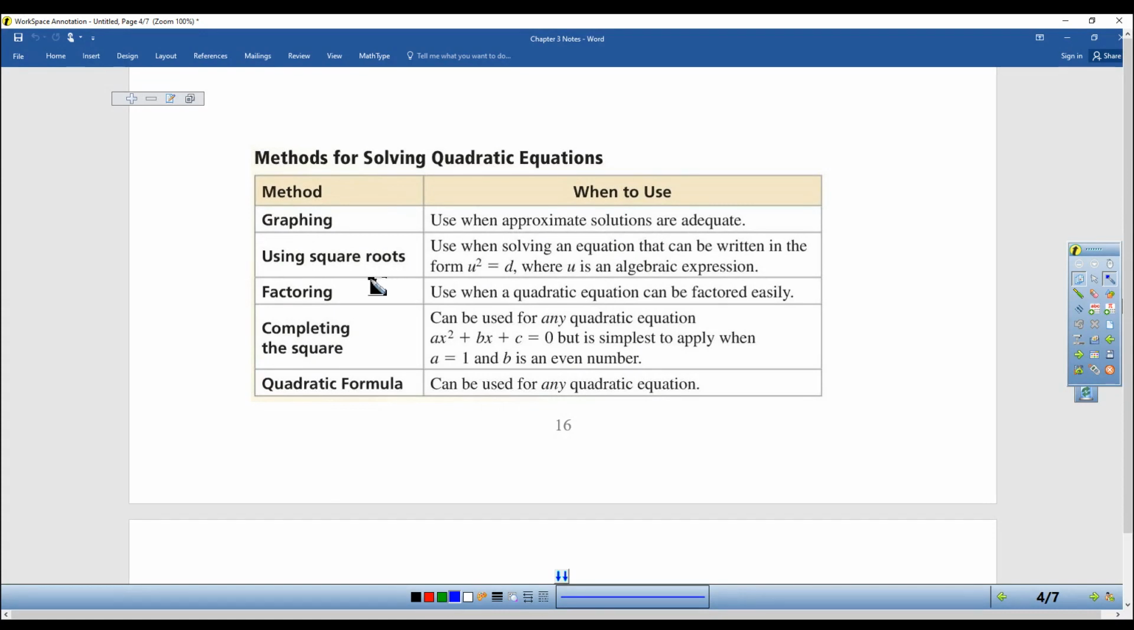Using the square roots. So whenever you can get it down to just something squared is equal to a number, if it can just be x, or it can actually be like x plus k. Like it doesn't matter. If you can get it down to something squared, then you can do that. This is the one where there is no x term. You can isolate the square.